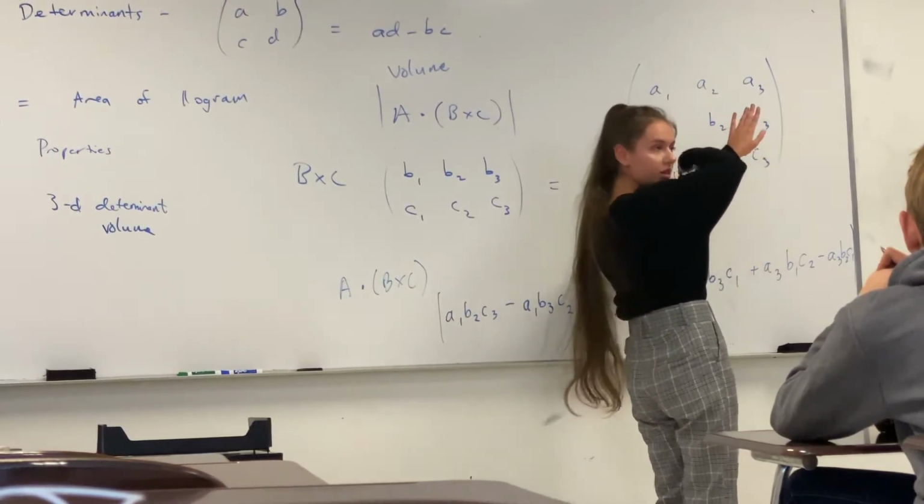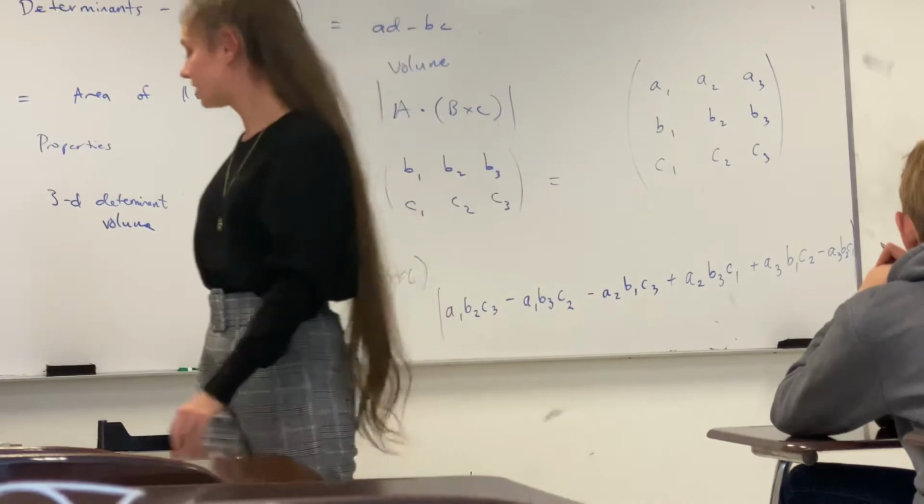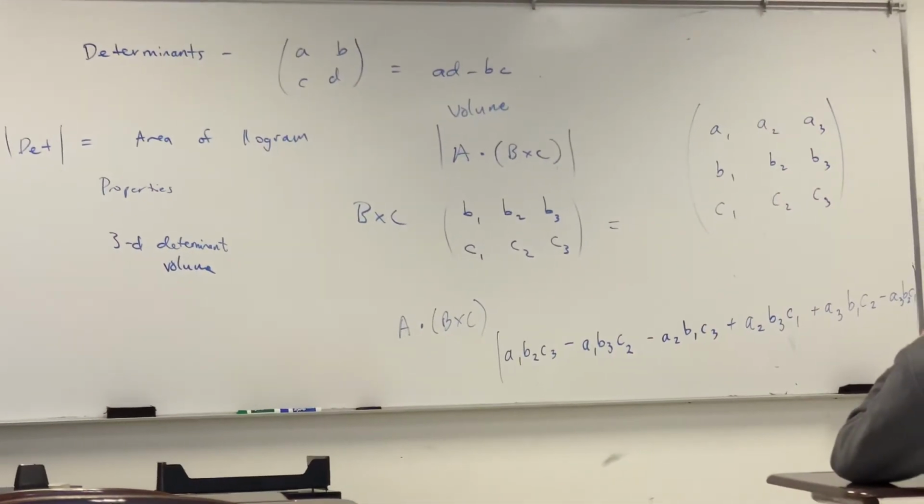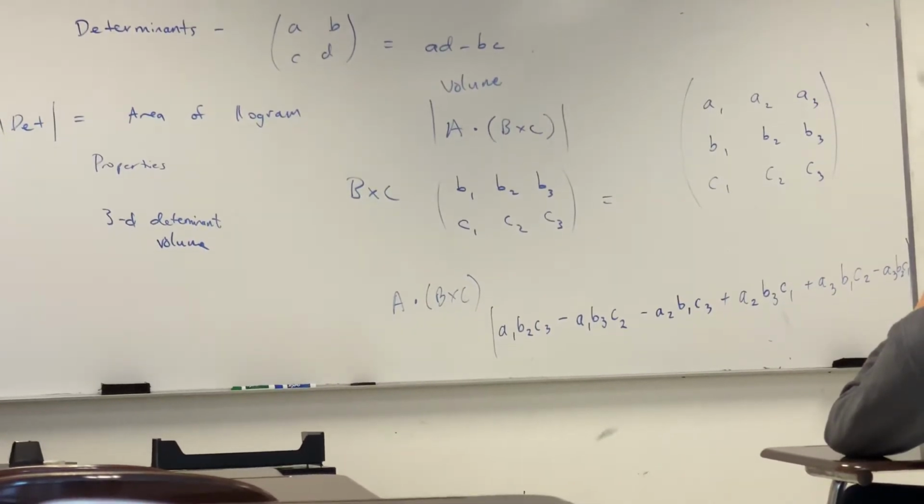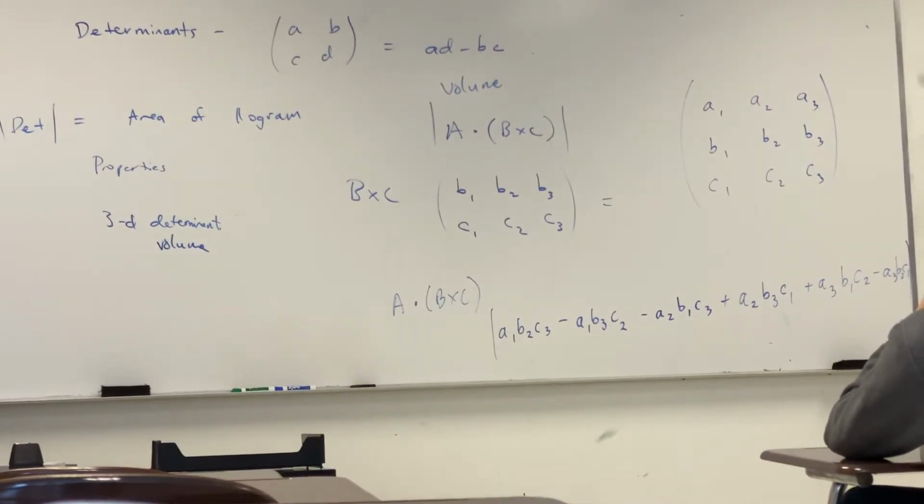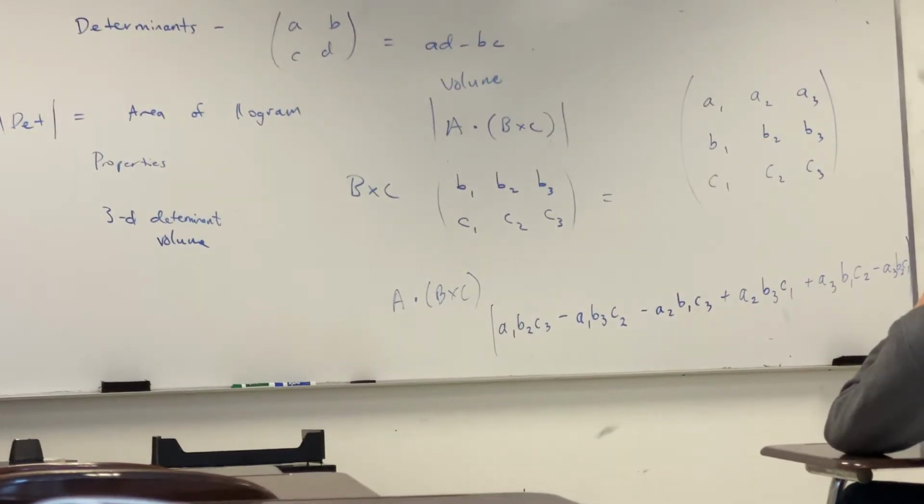Why? There's no reason why. The reason is because it works out. It's the cross product of three. It's the same as how we just did the normal cross product of B and C. Determinant, don't say cross product, say determinant. Yes, it's very similar to how we found the cross product.